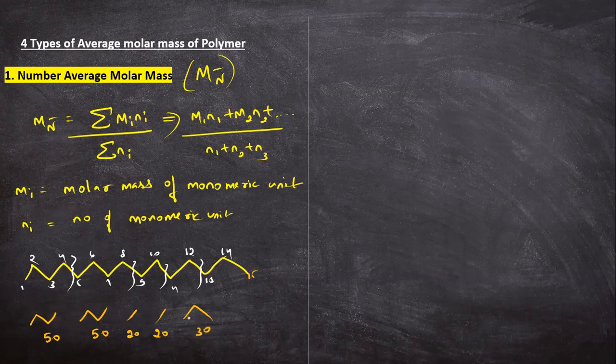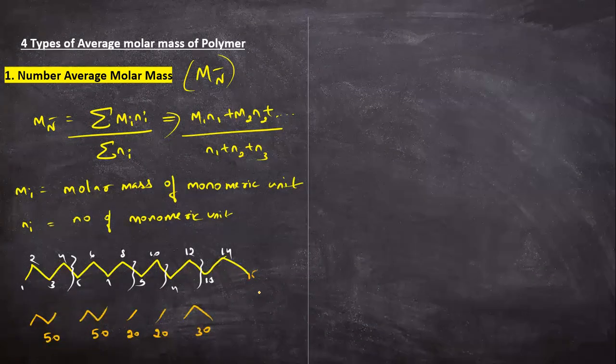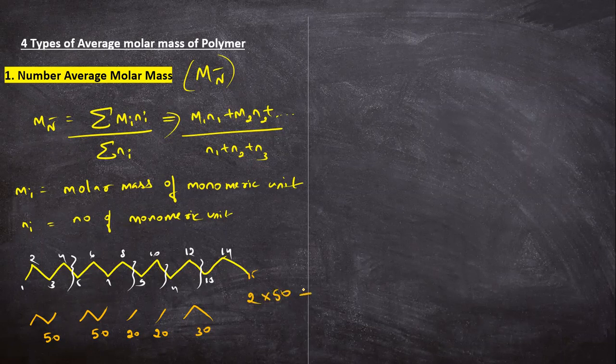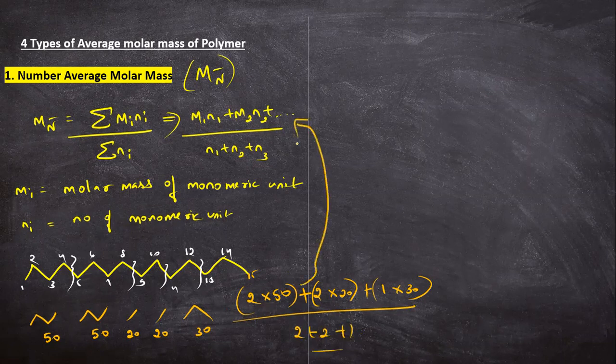Getting? So how many units are there whose mass is 50? There are two units whose mass is 50. Plus how many units are there whose mass is 20? Two units are there whose mass is 20. Plus one unit is there whose mass is 30. Divided by 2 plus 2 plus 1. Okay, this is what it means exactly. Getting the concept? Yes.